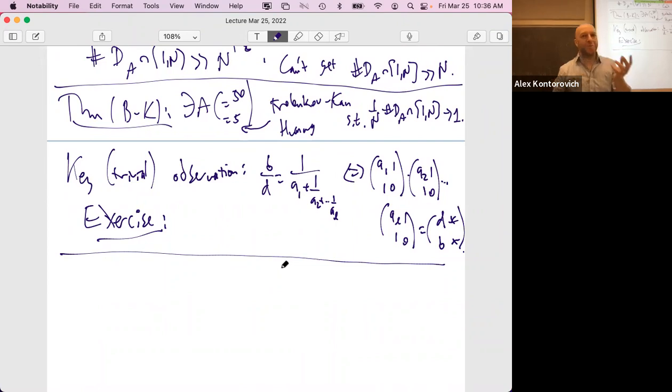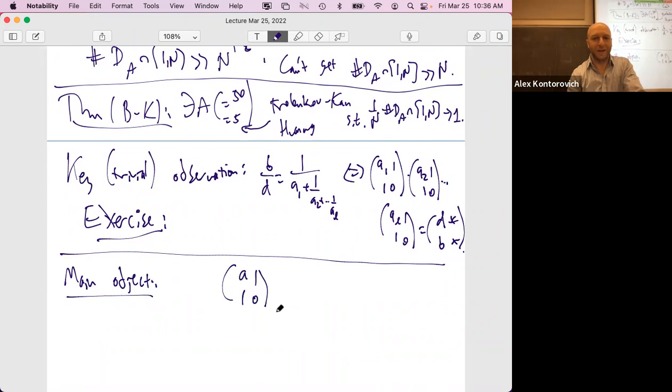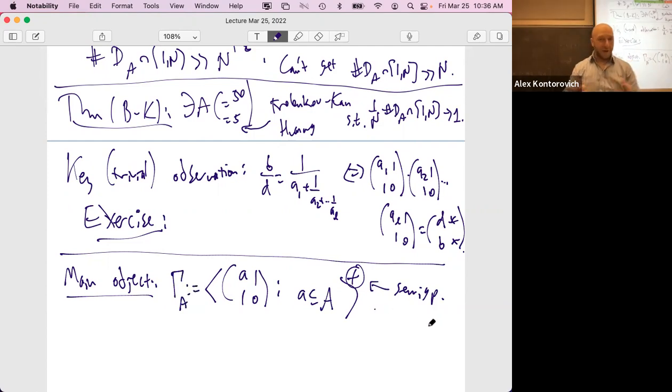So what's the key object that we want to study? The main object that we want to study is, you take these matrices that look like this, and you're allowed to take any word in these matrices. Well, that's a semigroup. So we want the semigroup, so this means semigroup, no inverses, not generated as a group, but generated as a semigroup, over all the A's up to A. And let's call this gamma A. Oh, okay. So this gives you an object to study. It gives you an object to study.